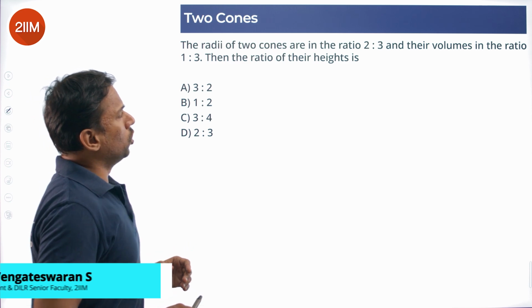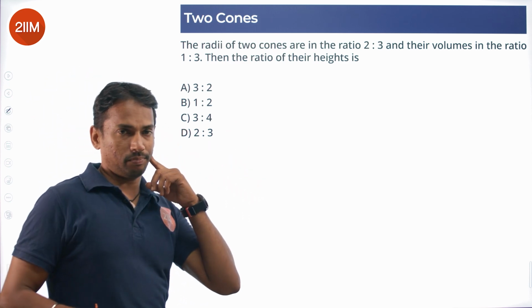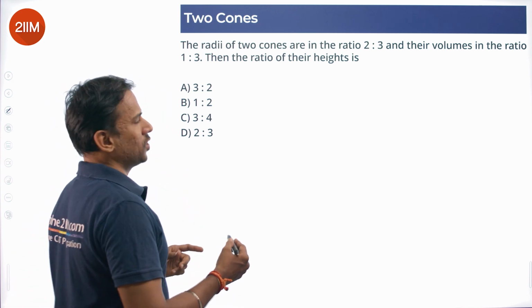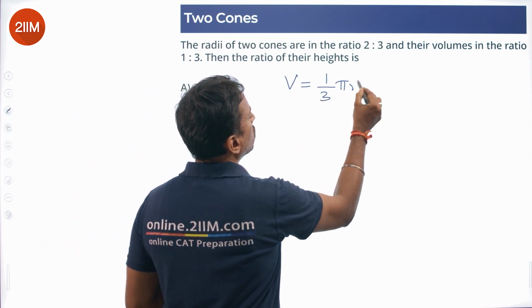The radii of two cones are in the ratio 2:3 and their volumes are in the ratio 1:3. Then the ratio of their heights is what? Simple question. So we should know the volume of a cone. This is going to be 1/3 πr²h.